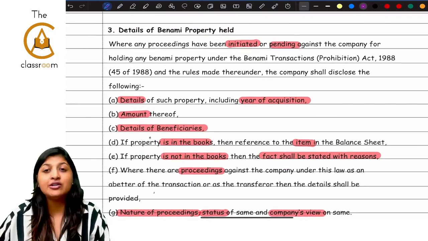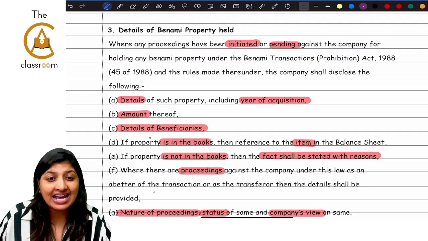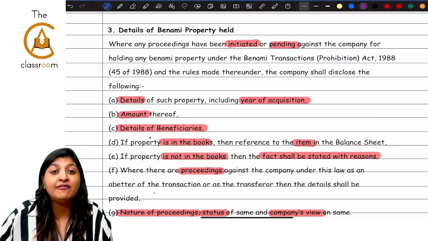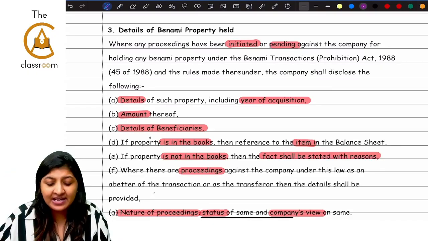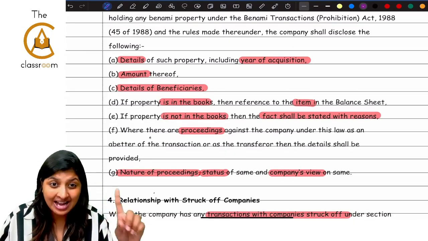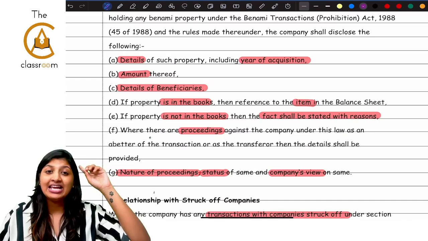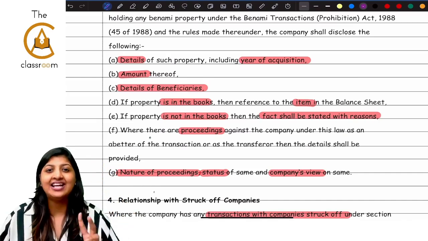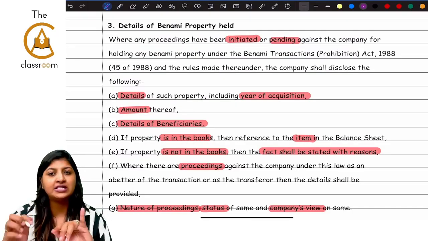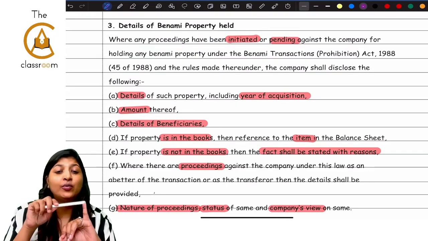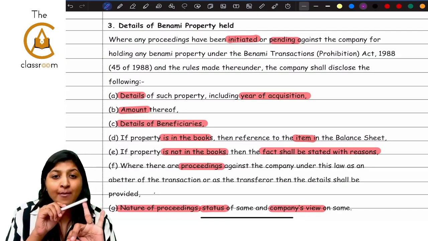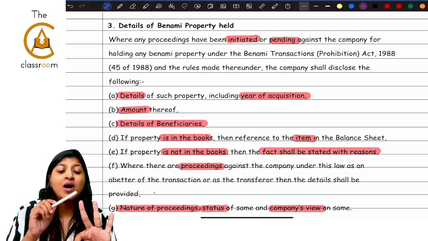The third is details of Benami property being held. If there are any proceedings which have been initiated or which are pending against the company for holding any Benami property, then please disclose these points. Now, this Benami Transactions Prohibition Act, we would have already seen in CARO, guys. I want you to correlate and study. Now, what are the points? If you have Benami property, what are the points that you have to disclose? First, the details of the property, including the year of acquisition, you have to give. What is the amount of the property? How many crores is it? Who are the beneficiaries?